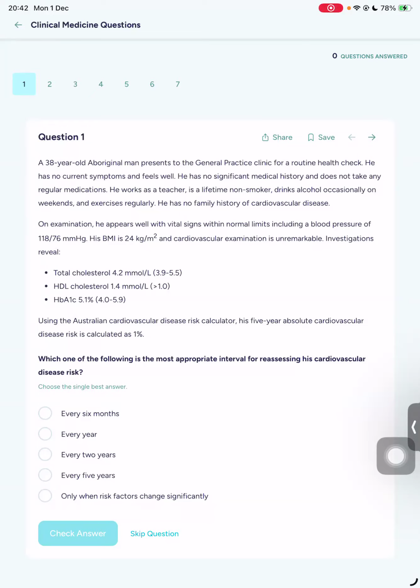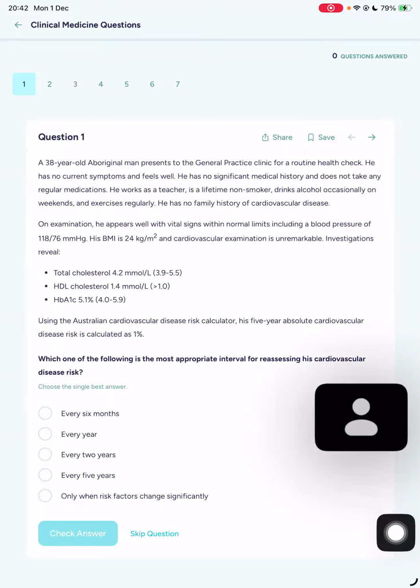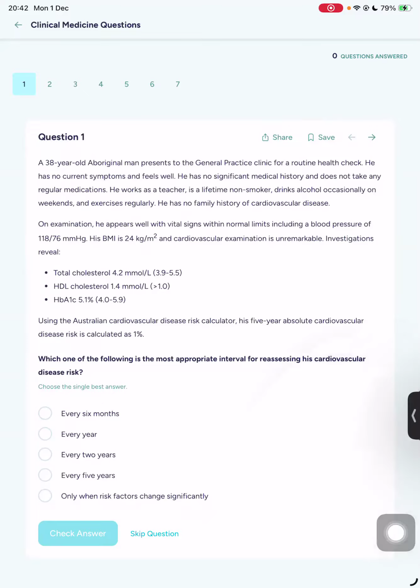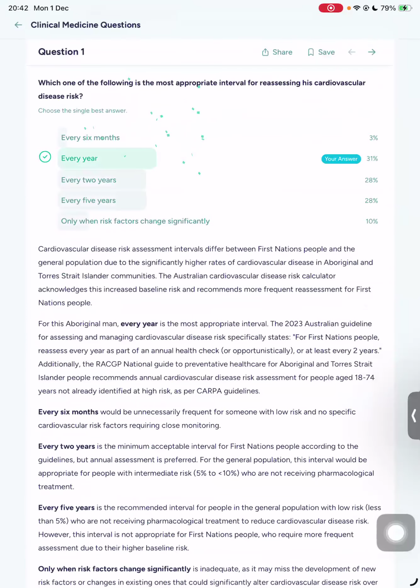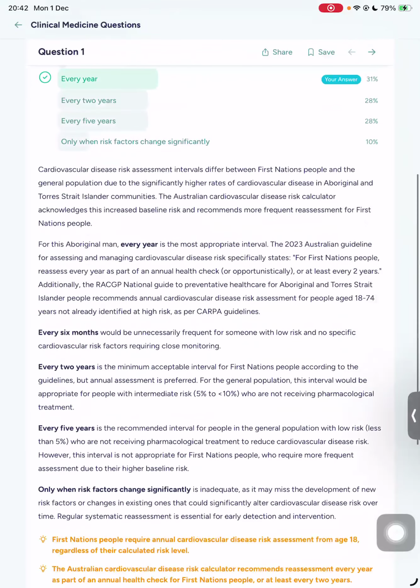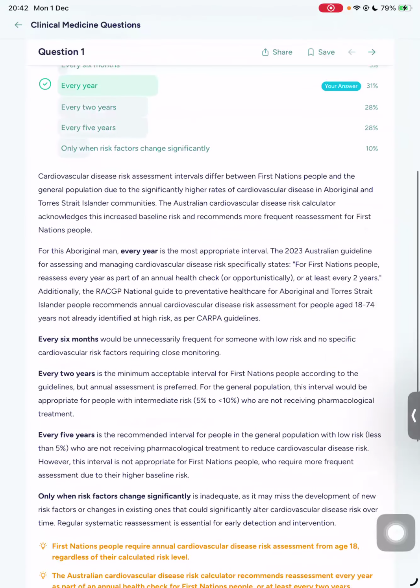Which one of the following is the most appropriate interval for reassessing his cardiovascular disease risk? Okay, tell your answer. Every 6 months? Every year. Every year, okay. Yes, you're correct.